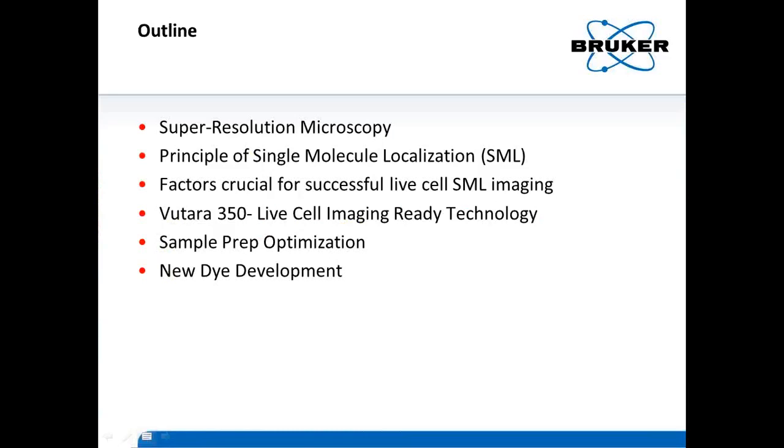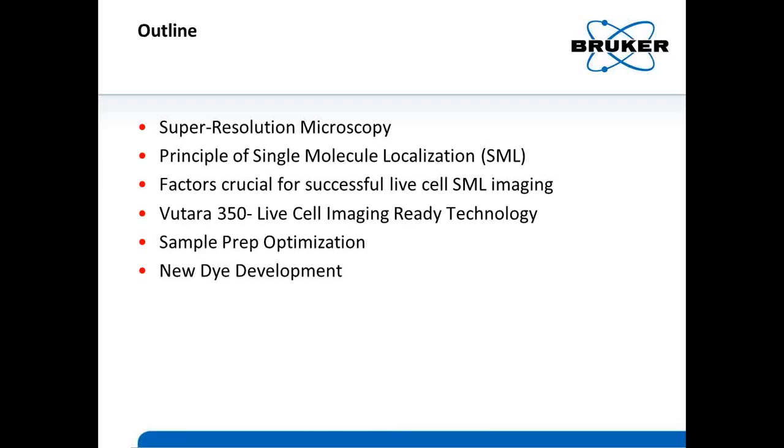In terms of the outline, I want to give you a very brief overview of super resolution microscopy, why it's become so popular in the last decade or so, and talk a little bit about single molecule localization. That's the technique that the Vutara 350 microscope uses, and we can do 3D super resolution imaging along with really high-speed imaging. I'll talk about the technology in great detail, what makes this technology unique and how it's ready to be harnessed for live cell imaging.